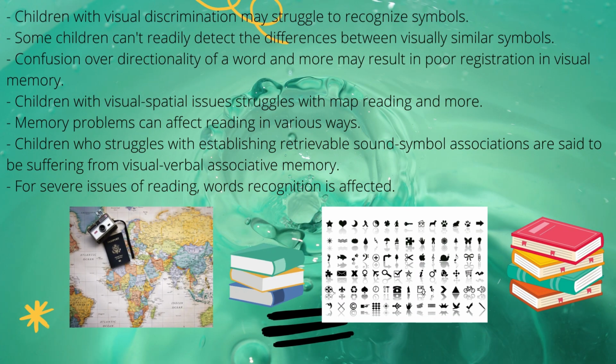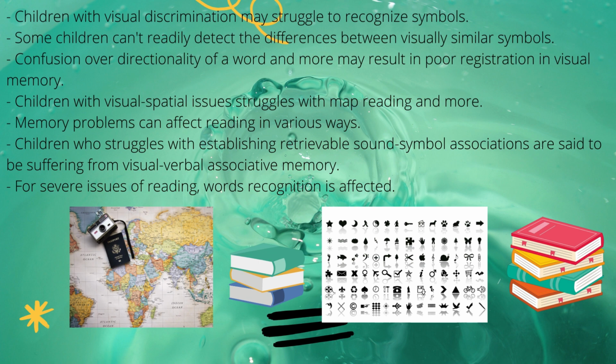Children with visual discrimination problems may struggle to recognize symbols and therefore may be very slow to master the alphabet and numbers. Some children can readily detect the differences between visually similar symbols, such as the confusion between letters A and O and many more. Confusion over the directionality of a word and more may result in poor registration in visual memory, which can also cause significant delays in sight vocabulary consolidation.